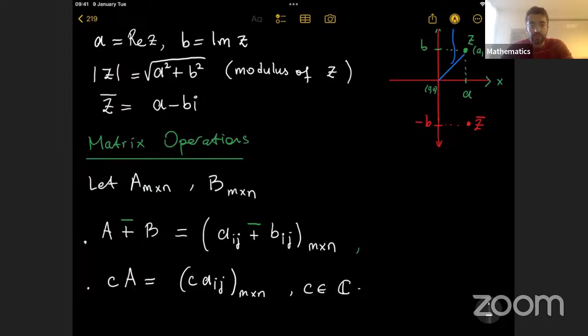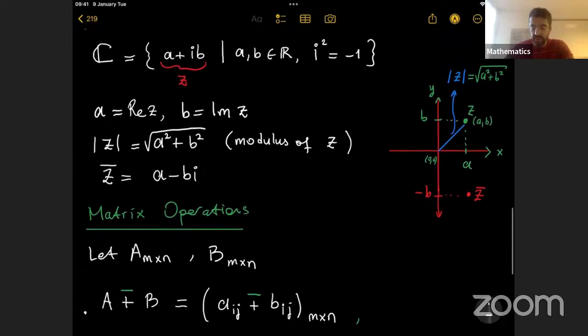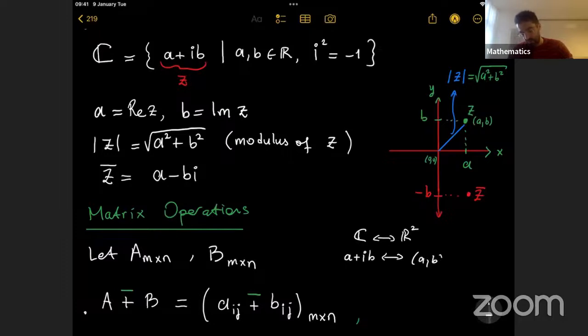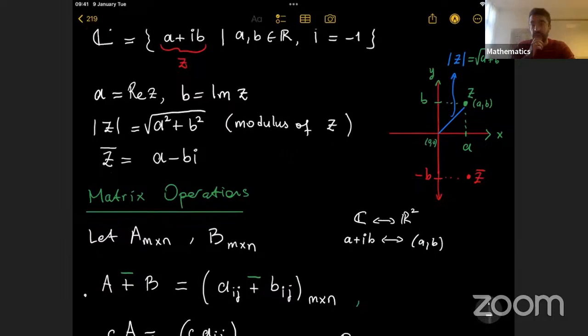Okay, there's one question here. We consider this complex number in the complex plane, but you can think of the complex plane as R2. You can identify C with R2. How do you identify this? It's like a plus ib corresponds to (a, b), okay? So when we draw the picture, we draw it in the real plane, okay? Otherwise, we cannot imagine the complex plane, okay?